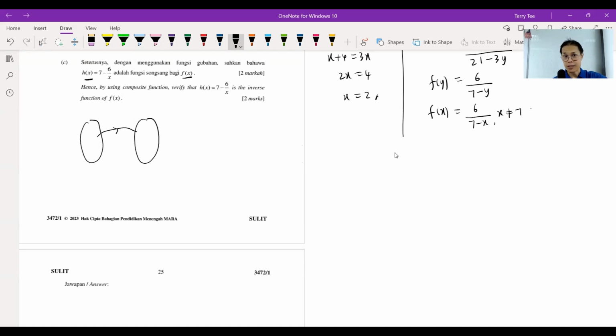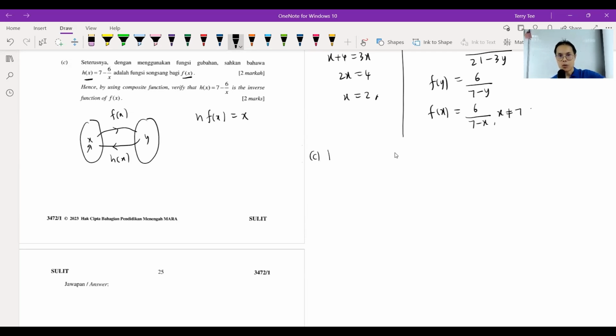Okay, sorry. I want to show that h(x) is fungsi songsangan for f(x). So that means f(x) happens first, followed by h(x). If h(x) is the inverse function for f(x), that means if you start from x here, you go through function f followed by h, you end up getting yourself mapped onto yourself. Let's say, for example, you go to y, you get back to x. So you need to show that hf(x) equals x.